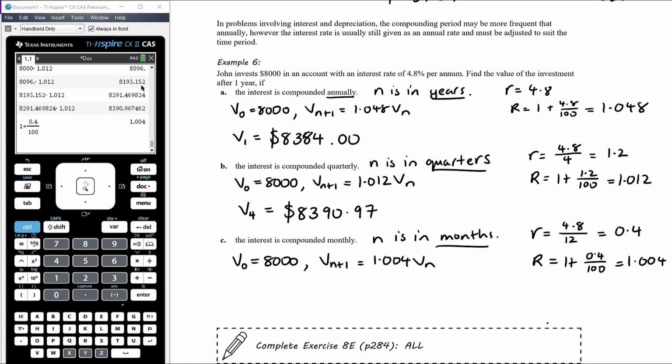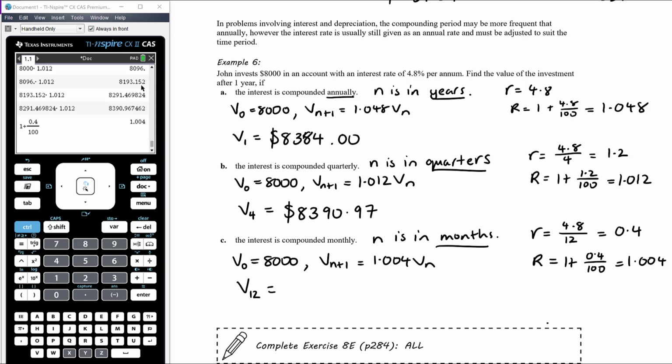If we want to know the value after 1 year, in this case that's V12, because it's 12 months to get to a year. Whilst it's a smaller interest rate, we're going to do it 12 times, and we should therefore end up with more money because we're compounding the interest more frequently. We're calculating interest on interest 12 times, whereas we calculated interest on interest only 4 times in the previous one, and in the first one we didn't calculate any interest on interest. That's why it's growing more quickly.